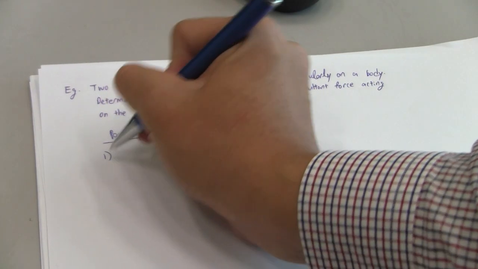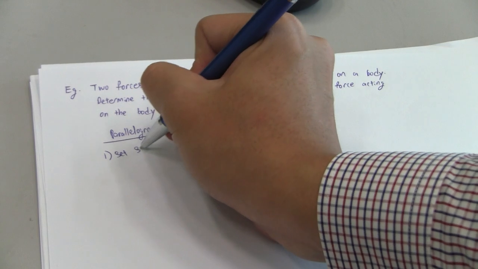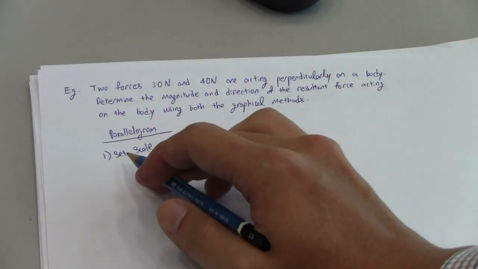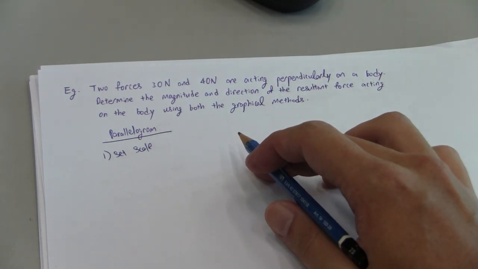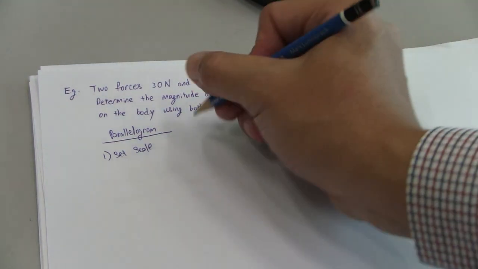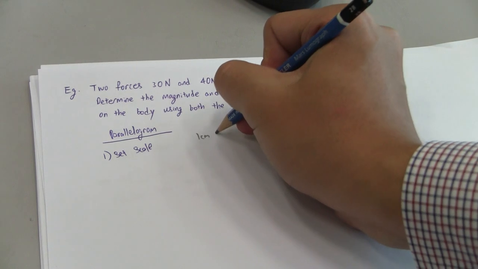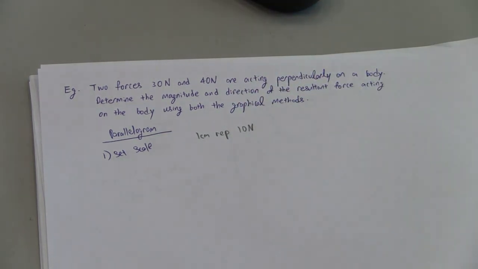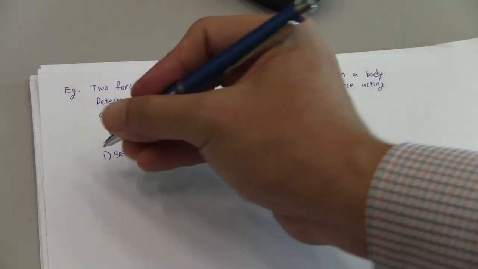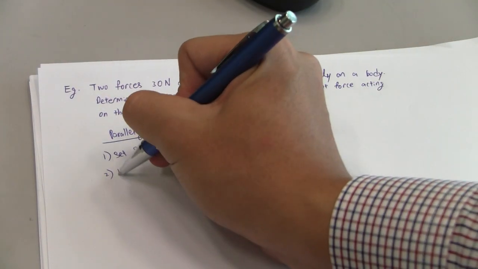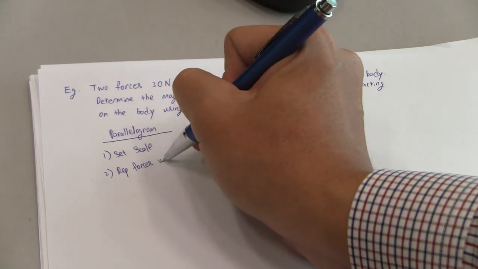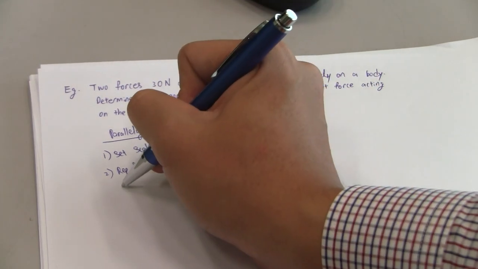Step 1 is to set a scale. So this is the instruction. I'm going to do the working. I set a scale of 1 cm representing 10 Newton. Step 2 is to represent the forces using arrows.